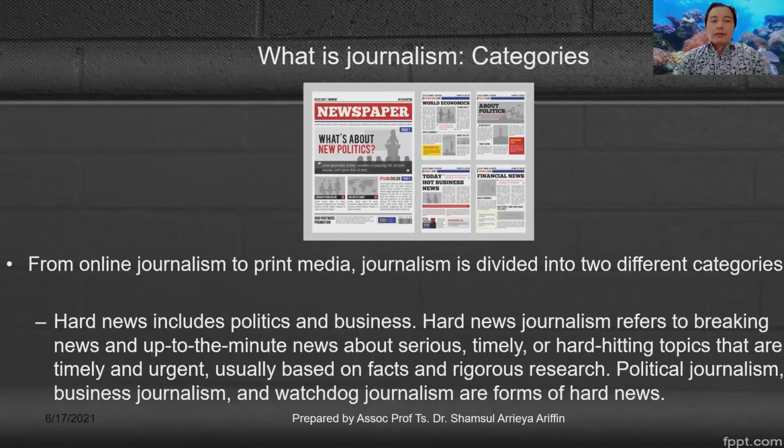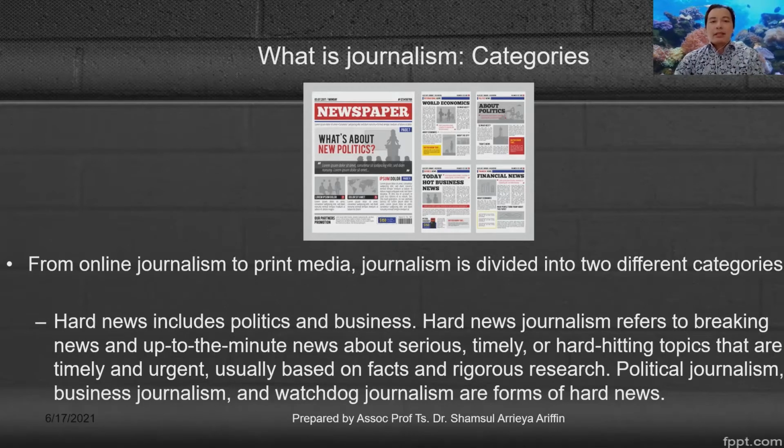So from online journalism to print media, journalism is divided into two different sections. Yeah? One is called hard news. Hard news includes politics and business. Hard news refers to breaking news and up-to-the-minute news about serious, timely, or hard-hitting topics that are timely and urgent, usually based on facts and rigorous research. Political journalism, business journalism, and watchdog journalism are forms of hard news.